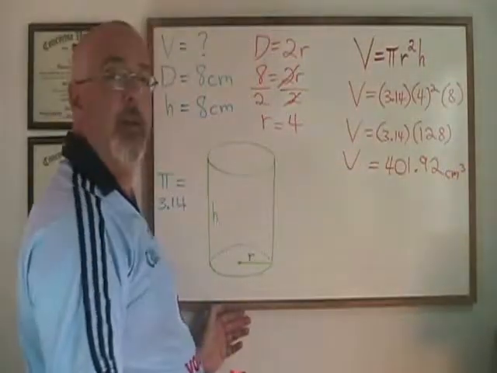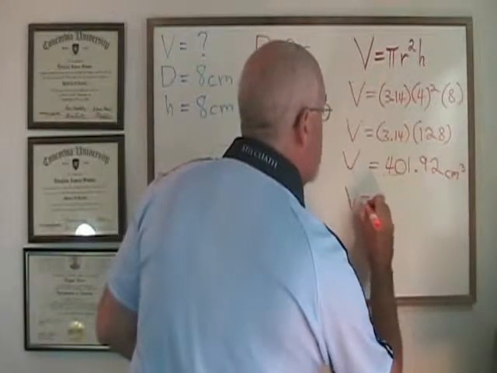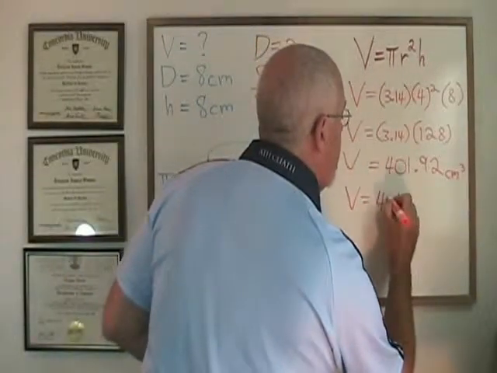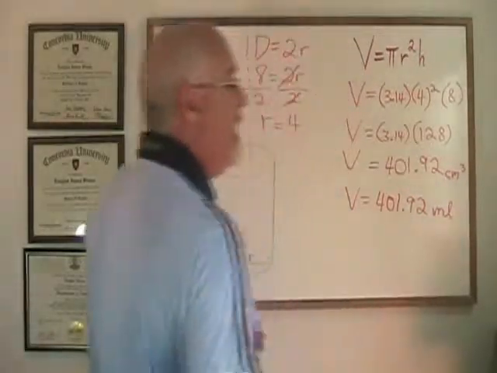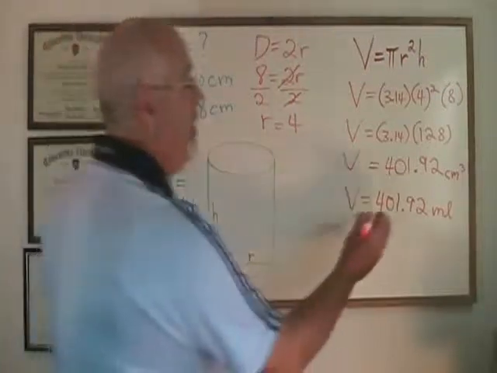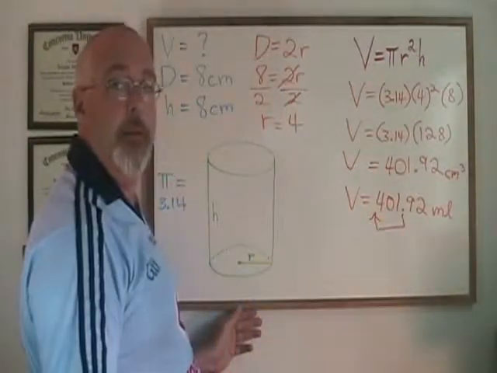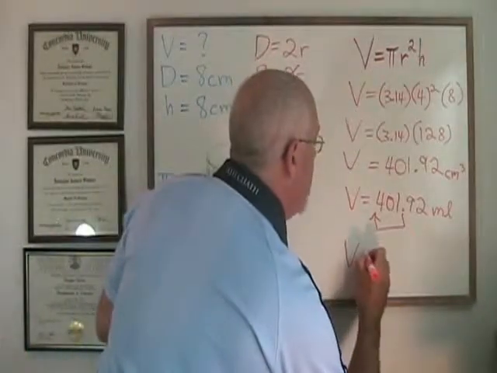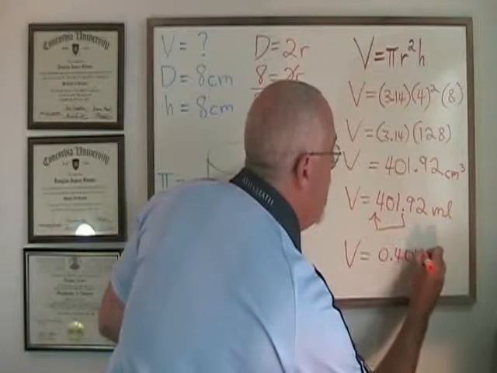But centimeters cubed are equivalent to milliliters, so the volume is 401.92 milliliters. And since there are 1,000 milliliters in a liter, we just have to move our decimal place 3 spaces to the left to convert milliliters to liters. The volume in liters is 0.40192.